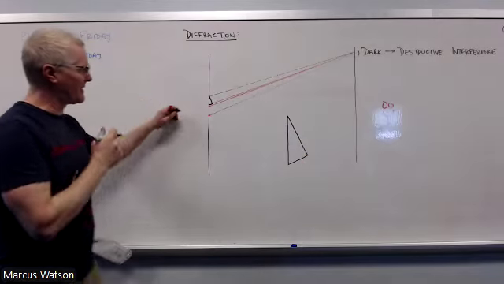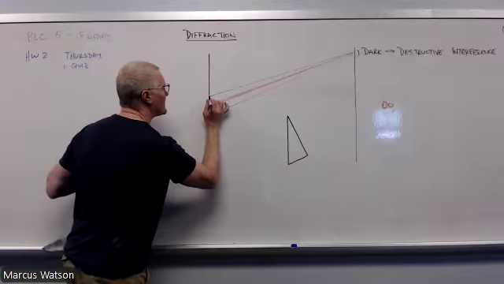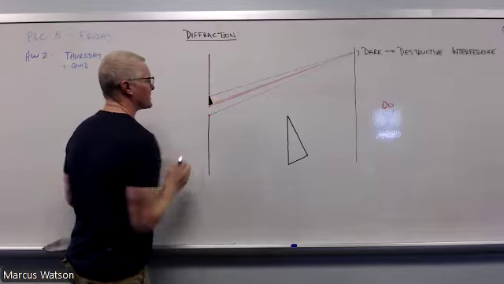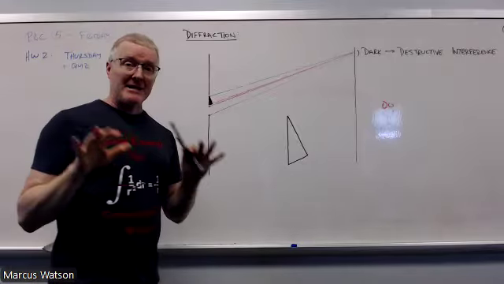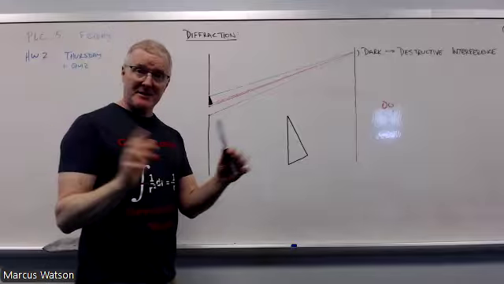All right, so it looks like that. This triangle right here is that triangle right there. As it was with the double slit, the exact same situation is happening.